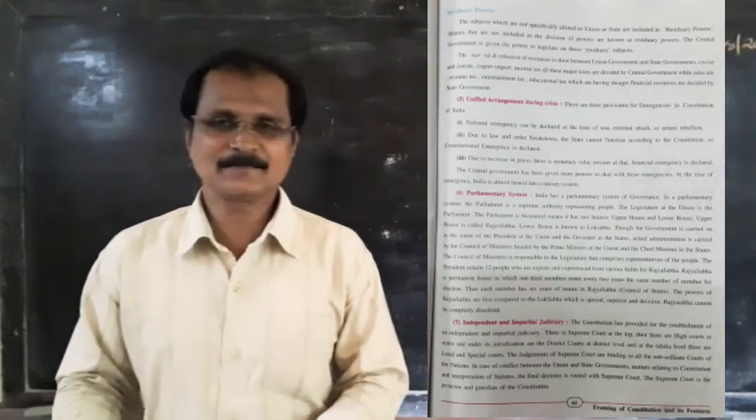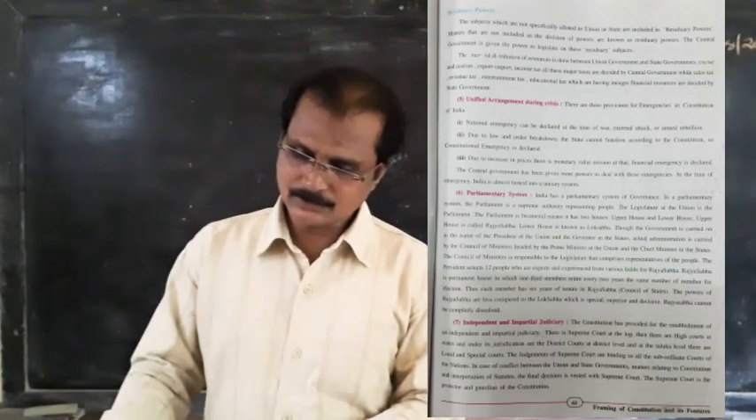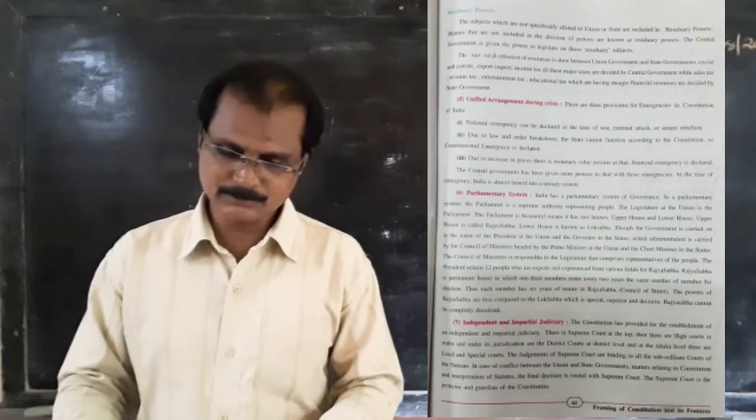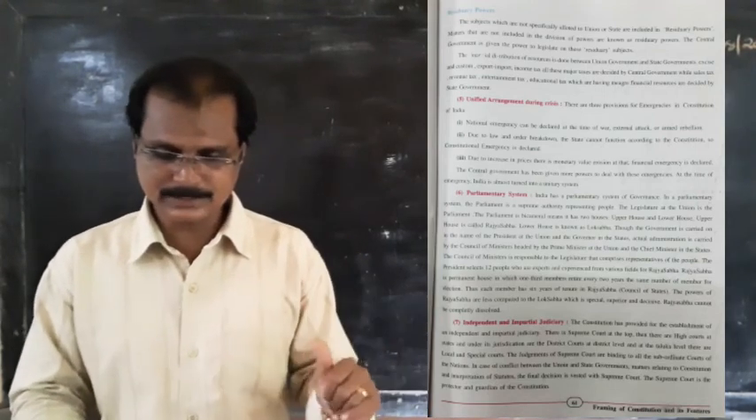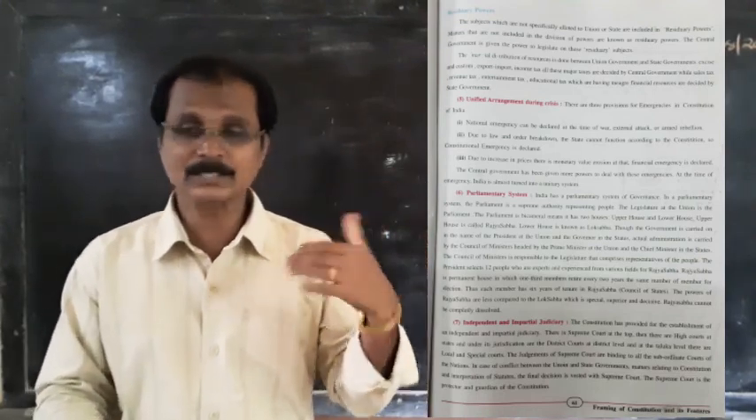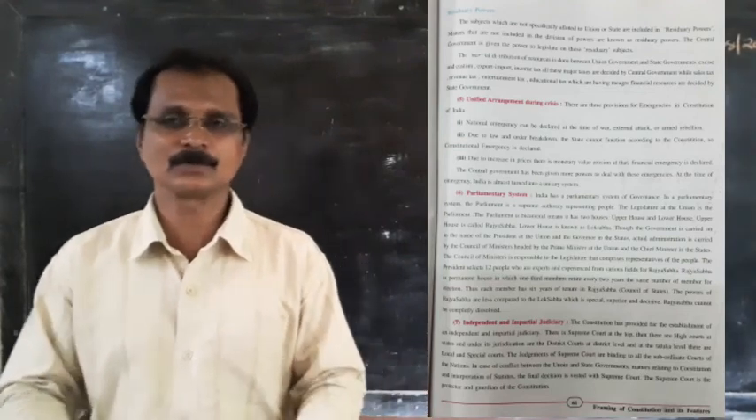Now the next point is the parliamentary system. India has a parliamentary system of governance. In a parliamentary system, the parliament is the supreme authority representing the people. The legislative body of the Union is Parliament. The parliament is bicameral. It has two houses. The upper house is called Rajya Sabha and the lower house is called Lok Sabha.